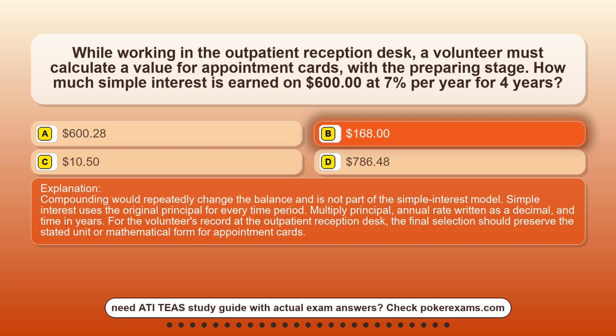Compounding would repeatedly change the balance and is not part of the simple-interest model. Simple interest uses the original principal for every time period. Multiply principal, annual rate written as a decimal, and time in years. For the volunteer's record at the outpatient reception desk, the final selection should preserve the stated unit or mathematical form for appointment cards.